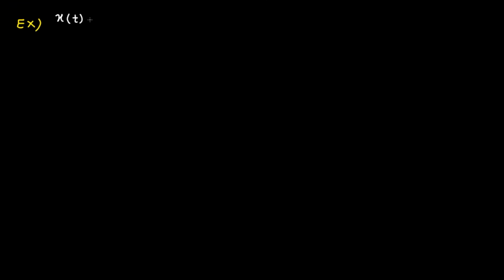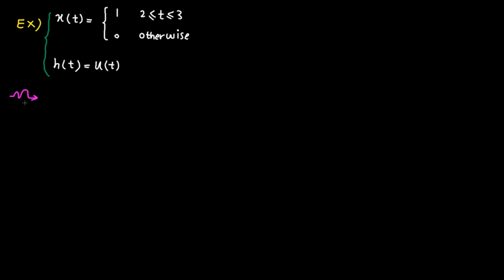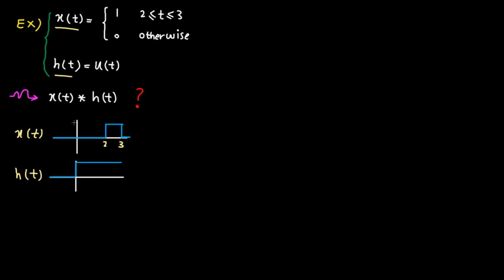First example. x(t) is a window which is 1 between 2 and 3, and h(t) is a unit step function. And the question is, what is the convolution between x and h? Basically, this is x(t) and this is h(t).